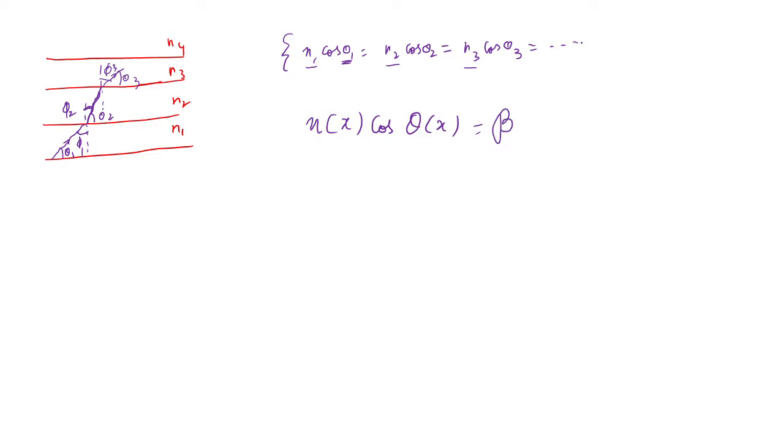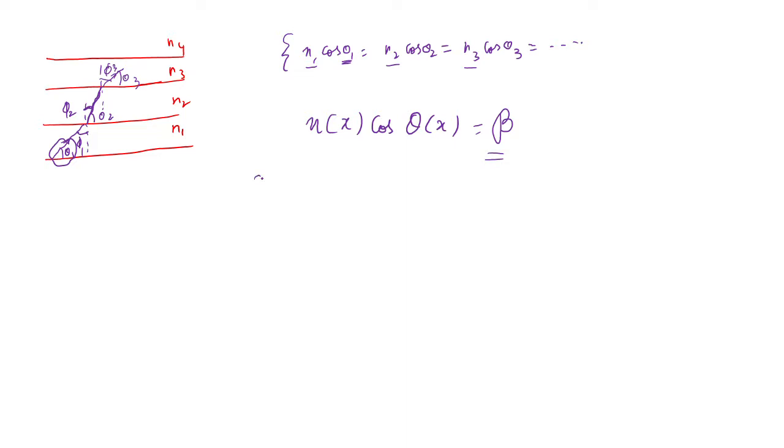So how do we determine this constant? Most often a ray of light is coming from, say, air into some material or some lens or some object. So you would know the angle theta 1 at which this ray is emanating, and you can know the refractive index of the first layer, say air, for example.